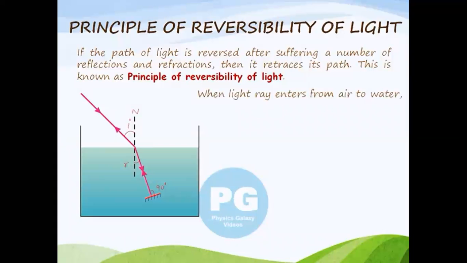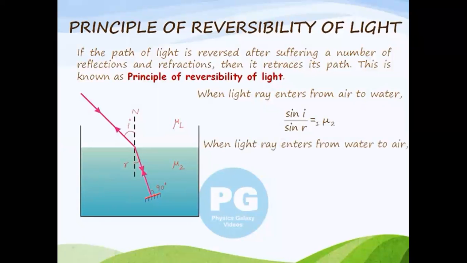When a light ray enters from air to water, because we have to define the refractive index of the two mediums, the refractive index of air we can take as mu1. The refractive index of water can be taken as mu2. So if we apply Snell's law when light enters from air to water, we can write sin I upon sin R is equal to the refractive index of water with respect to air, that is mu2 upon mu1. Also we can write it as 1 mu2.